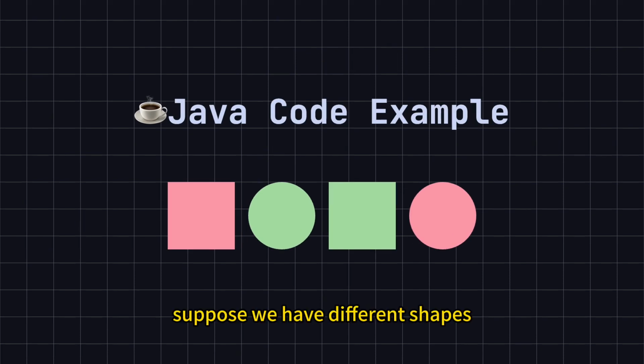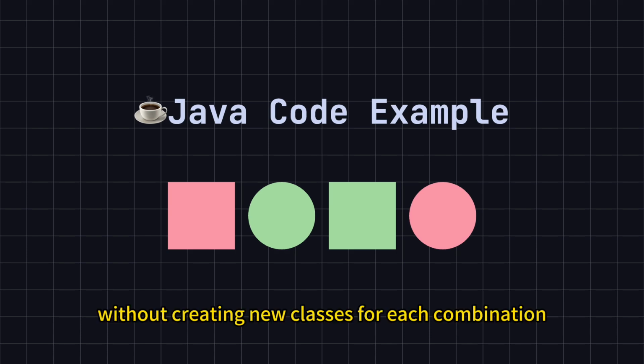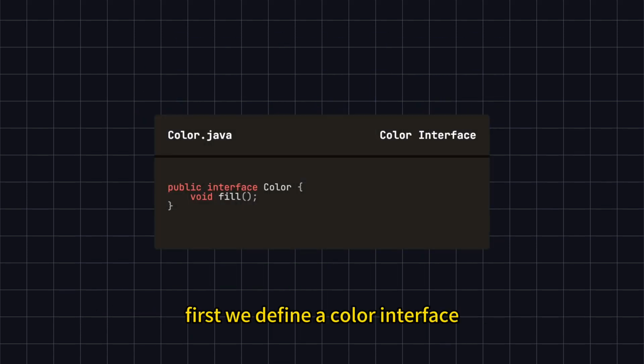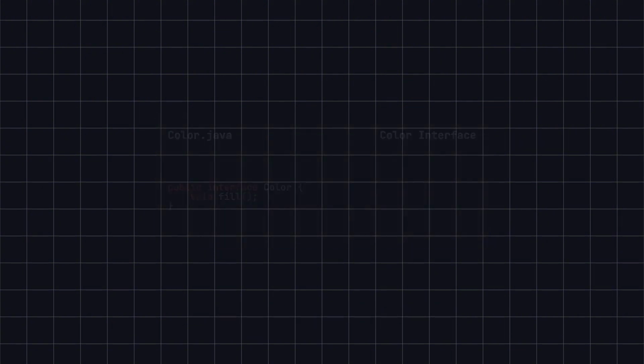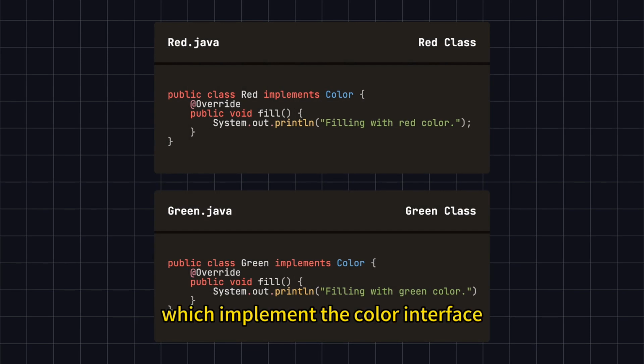Suppose we have different shapes, like circles and squares, and different colors, like red and green. We want to be able to combine shapes and colors freely without creating new classes for each combination. First, we define a color interface, Color, with a fill method. Then, we define concrete color classes, such as Red and Green, which implement the Color interface.